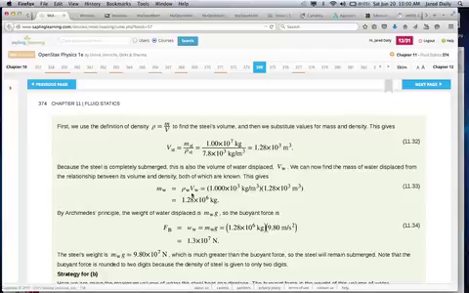Once we know the mass of the water displaced, we multiply that by gravity to get the weight of the water displaced, and you get 1.28 times 10 to the 6 kilograms times 9.8 meters per second squared equals 1.3 times 10 to the 7 newtons.